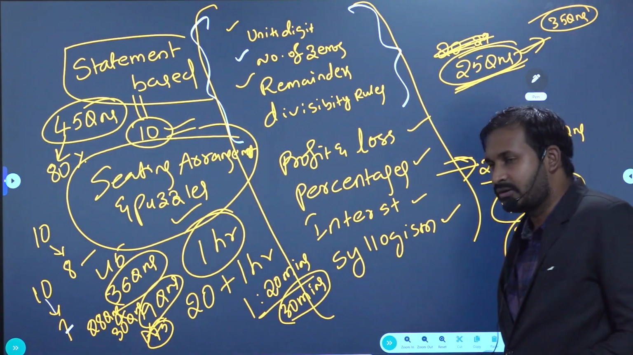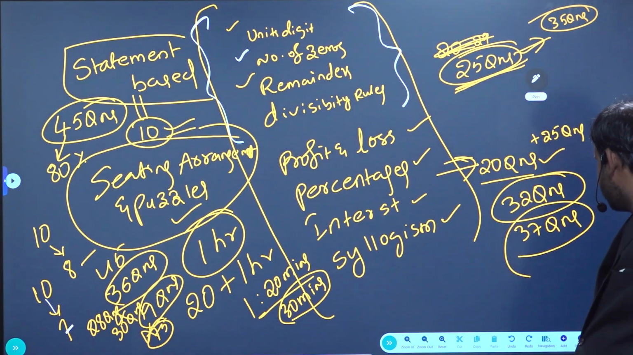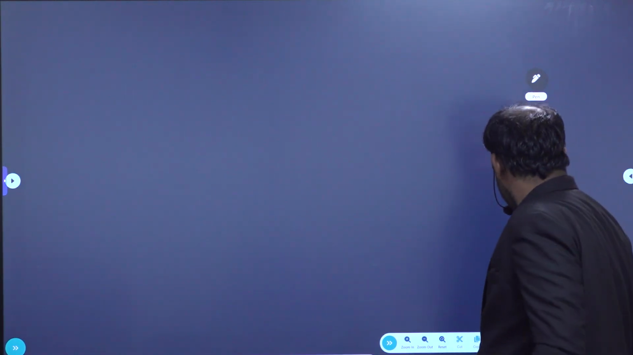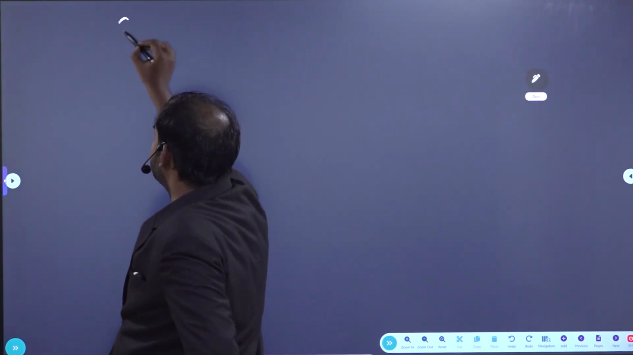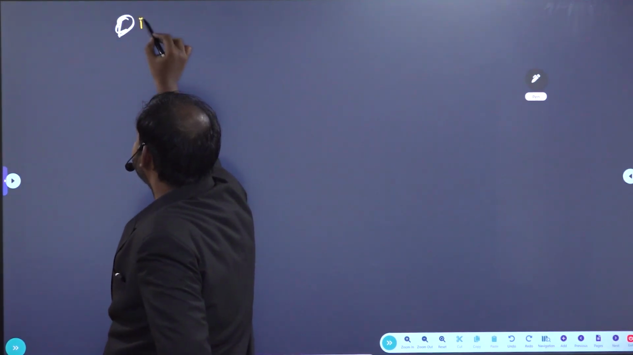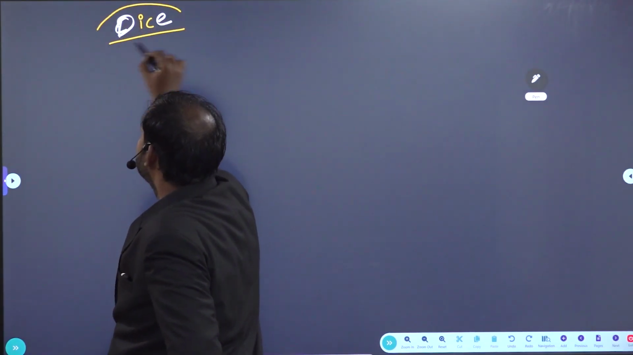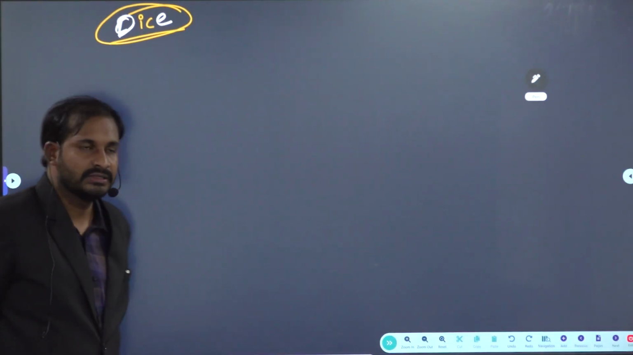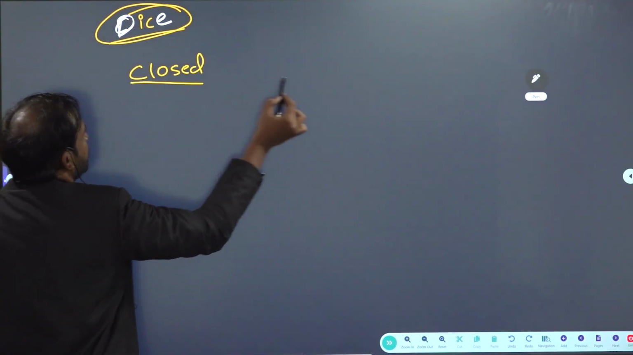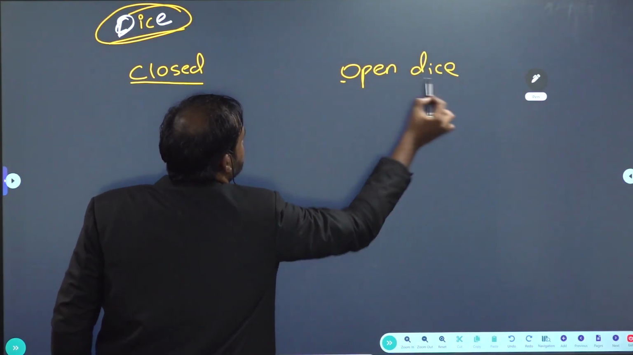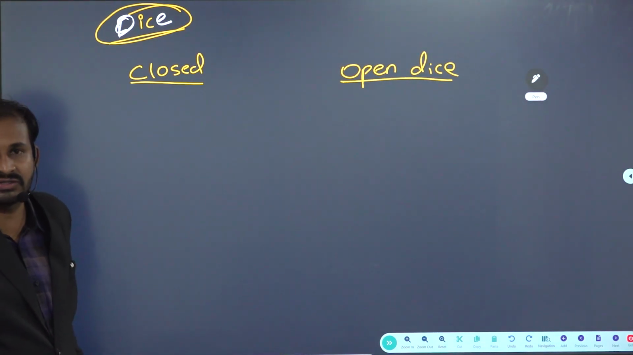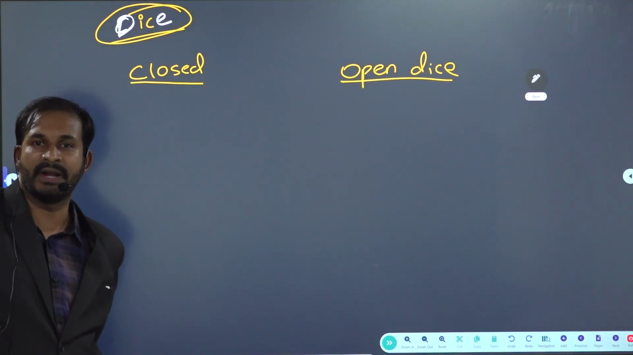the remaining basic concepts which are very, very important and easy to score areas. The first one among them is dice. The questions based on dice. See here students, dice are of 2 types. One is closed dice and the other one is open dice. Whatever the question may be, they will give you only these 2 types of dice.